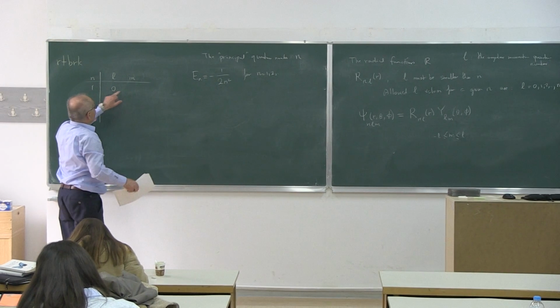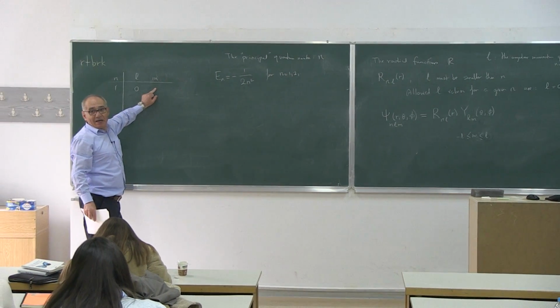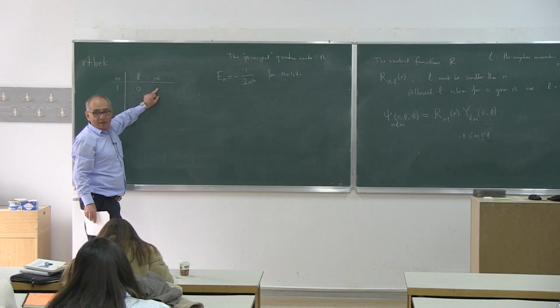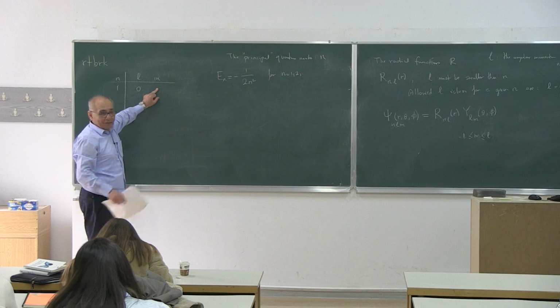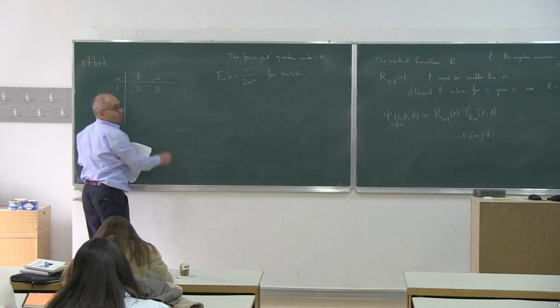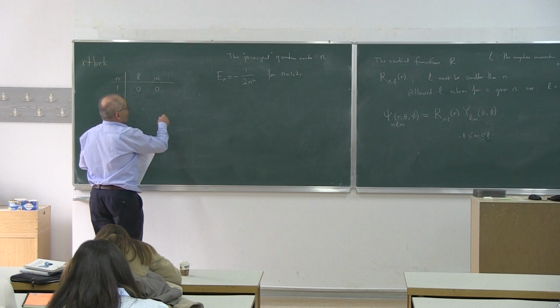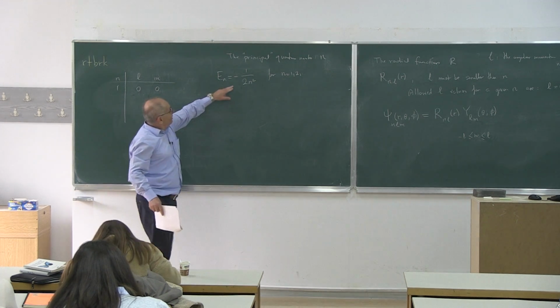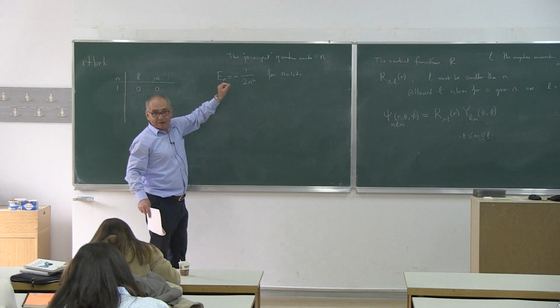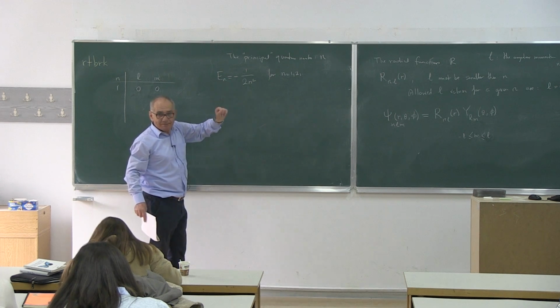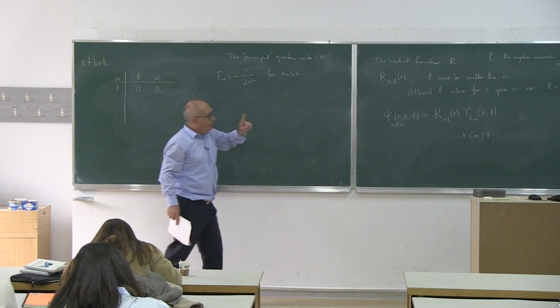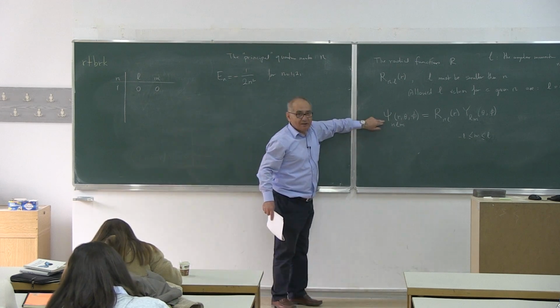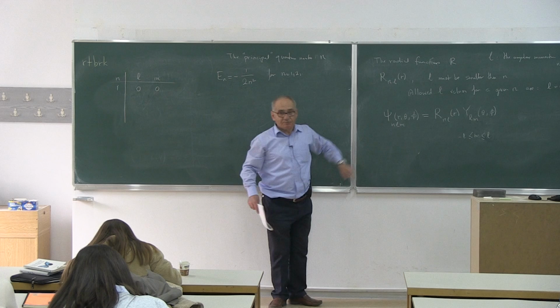Then, for this L, how many m values are available? Only 1, which is m equals 0, isn't it? So, number of functions with this energy, with minus 0.5 Hartree, n equals 1. How many? Only one possibility for this function.